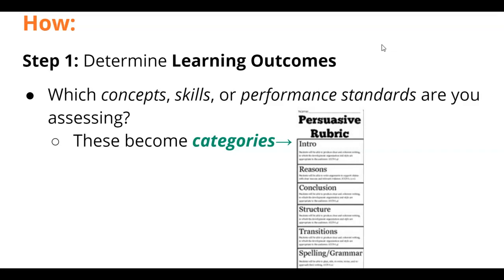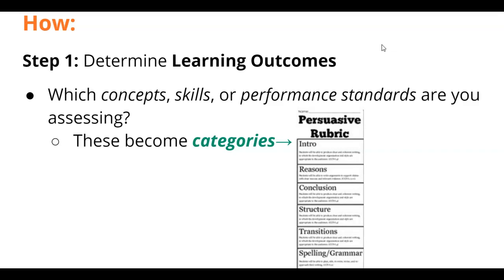What are the learning outcomes? What are the concepts or the skills or the performance standards that I'm assessing? And once I determine those learning outcomes, those become the categories, or the components, that I put on the left-hand side of my rubric.